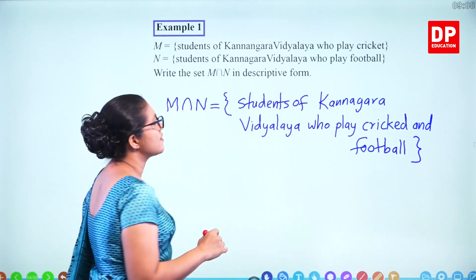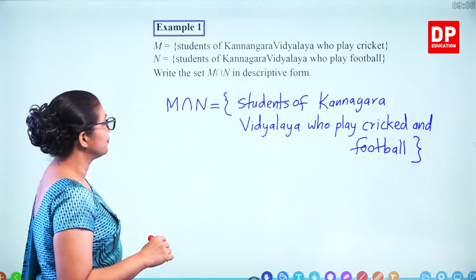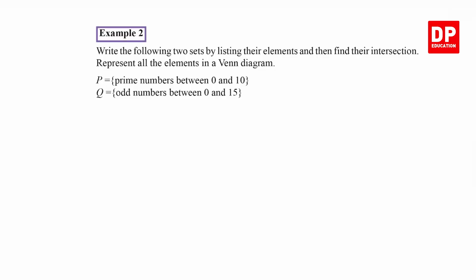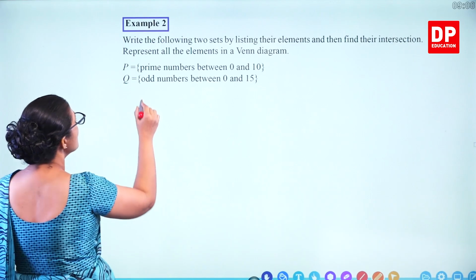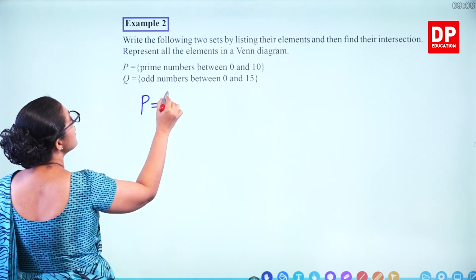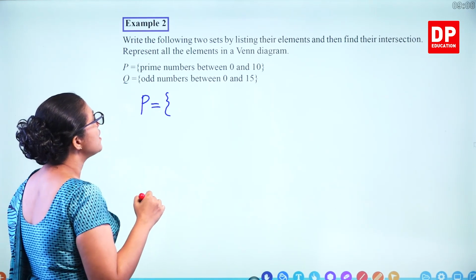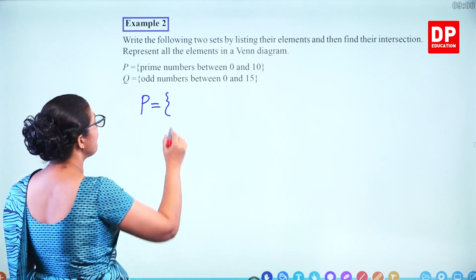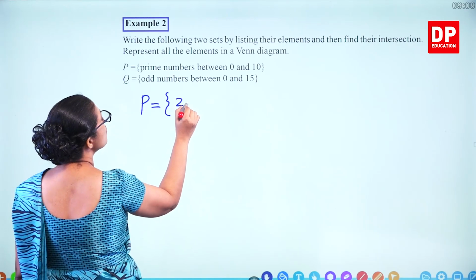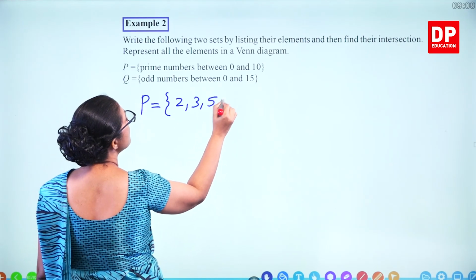So that's the intersection. Write the following two sets by listing their elements and then find their intersection. Represent all the elements in a Venn diagram. So first, write down the elements. Prime numbers between 0 and 10: 2, 3, 5, 7.